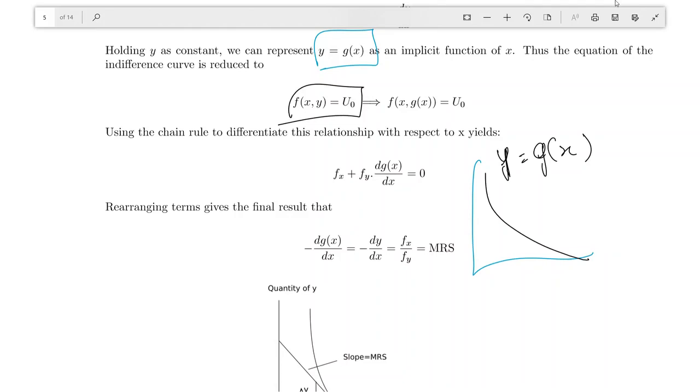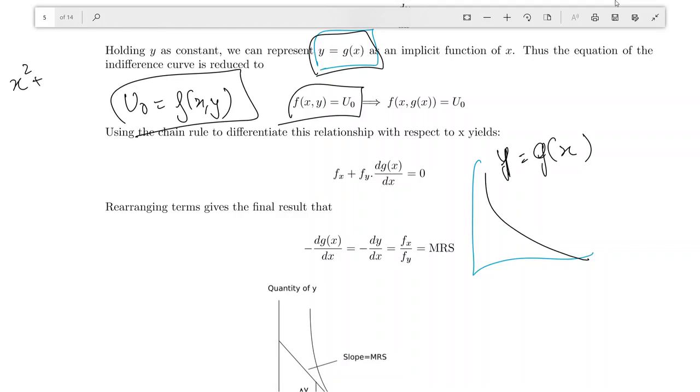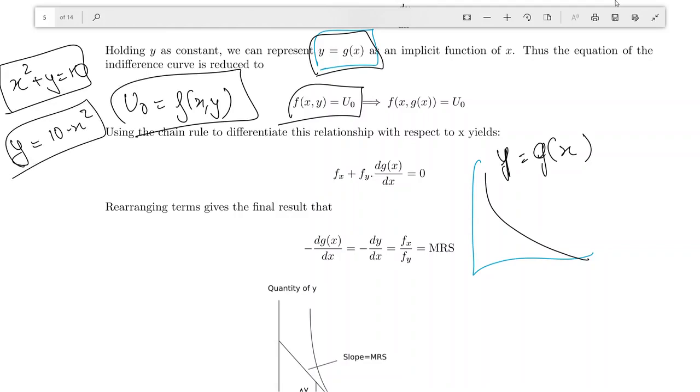Since y equals g of x, my original equation for the indifference curve was u naught equals f of x comma y. This is the implicit form, and the other is the explicit form. An explicit form of an equation is where you can represent y as a function of x. So if you have, let's say, x square plus y equals 10, this is an implicit form. When you write it as y equals 10 minus x square, this becomes the explicit form. On one side you have just y and nothing else, on the other side you have everything but y. That's your explicit form. There should be no interaction between x and y.